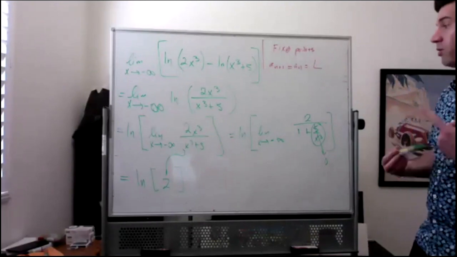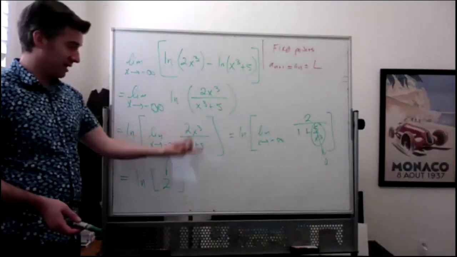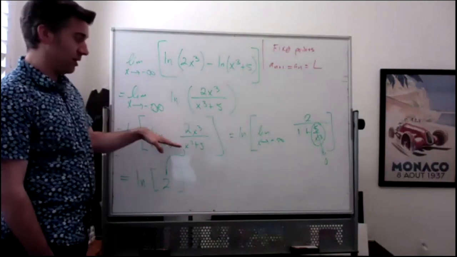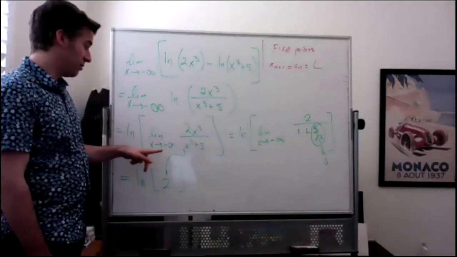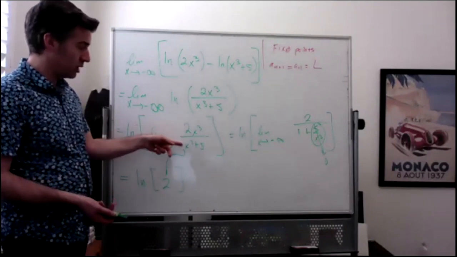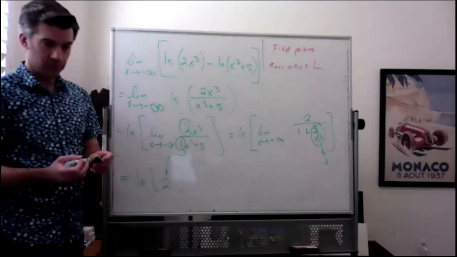I will stress, you guys will probably see a lot of things like this, where you have a rational function and the degree on top and the degree on the bottom is the same. So the limit, whether you're going to negative infinity or positive infinity, is just the quotient of those leading coefficients. That comes up a lot.